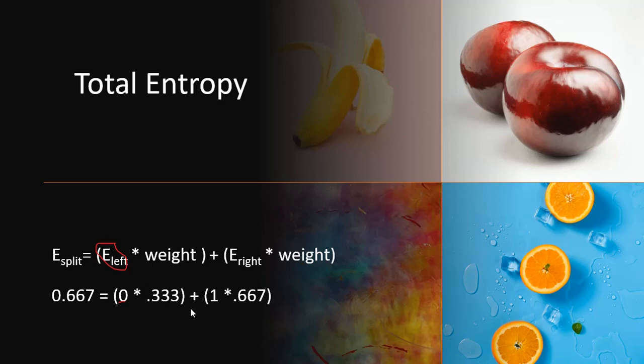Now we add to that the entropy on the right side. We calculated that to be 1, and its weight was 0.667. That's because 12 of the 18 fruit were on the right side.